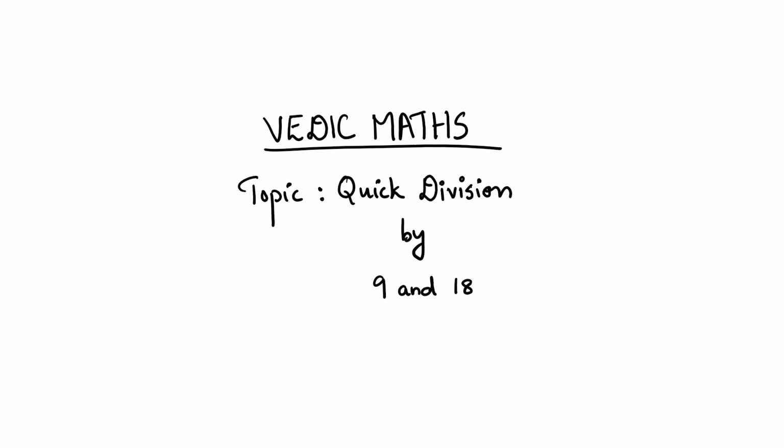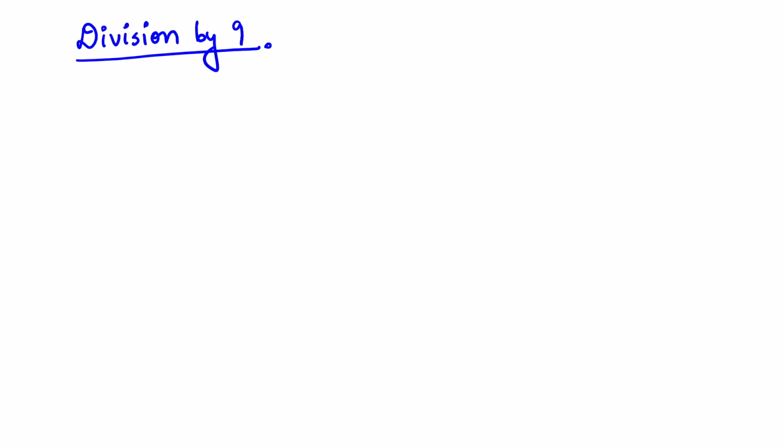Today let's see how quick you can do division by 9 and 18. Before moving on to division by 9, you have to know some terminologies used in division. For that, let me take an example of 63 over 9. So, by the method of traditional division, you will be doing division like this.